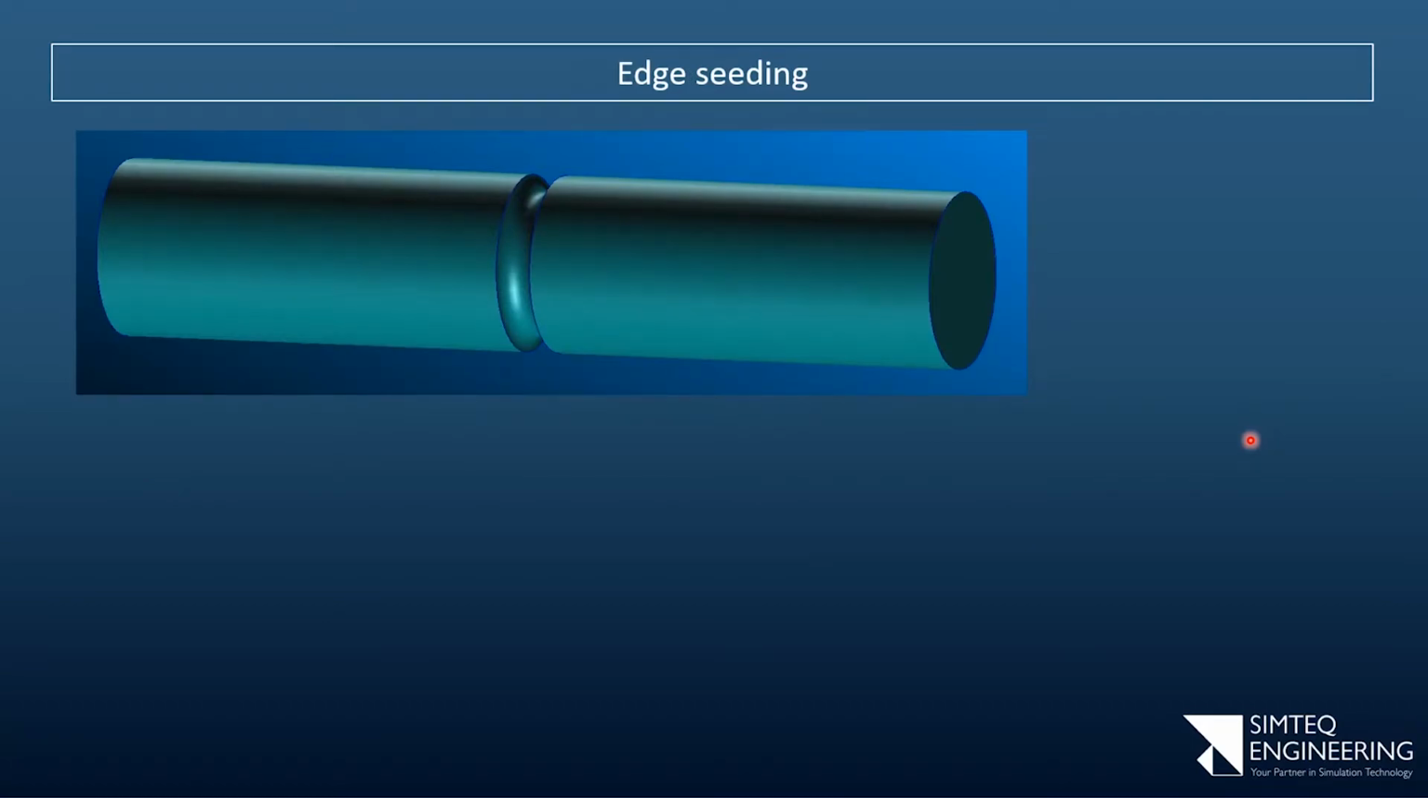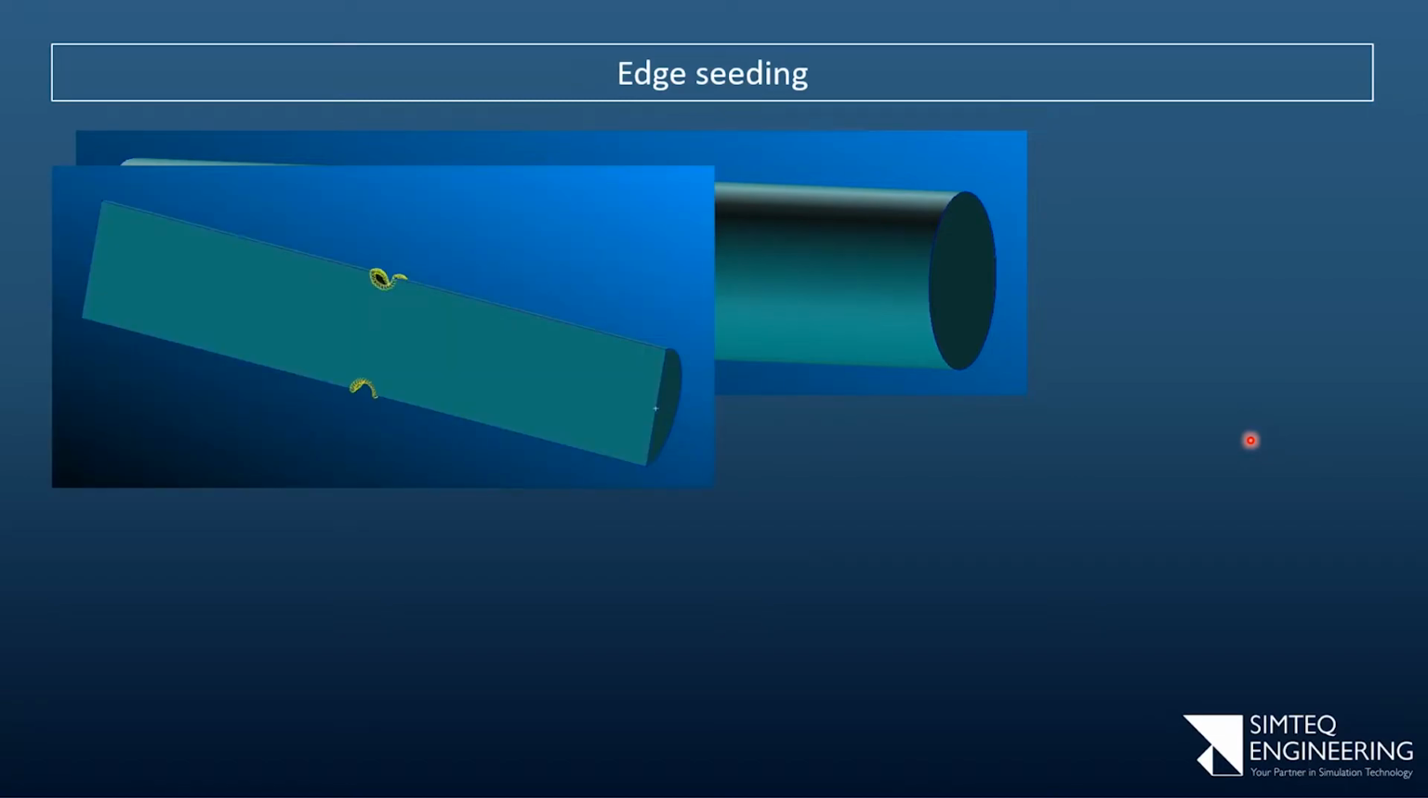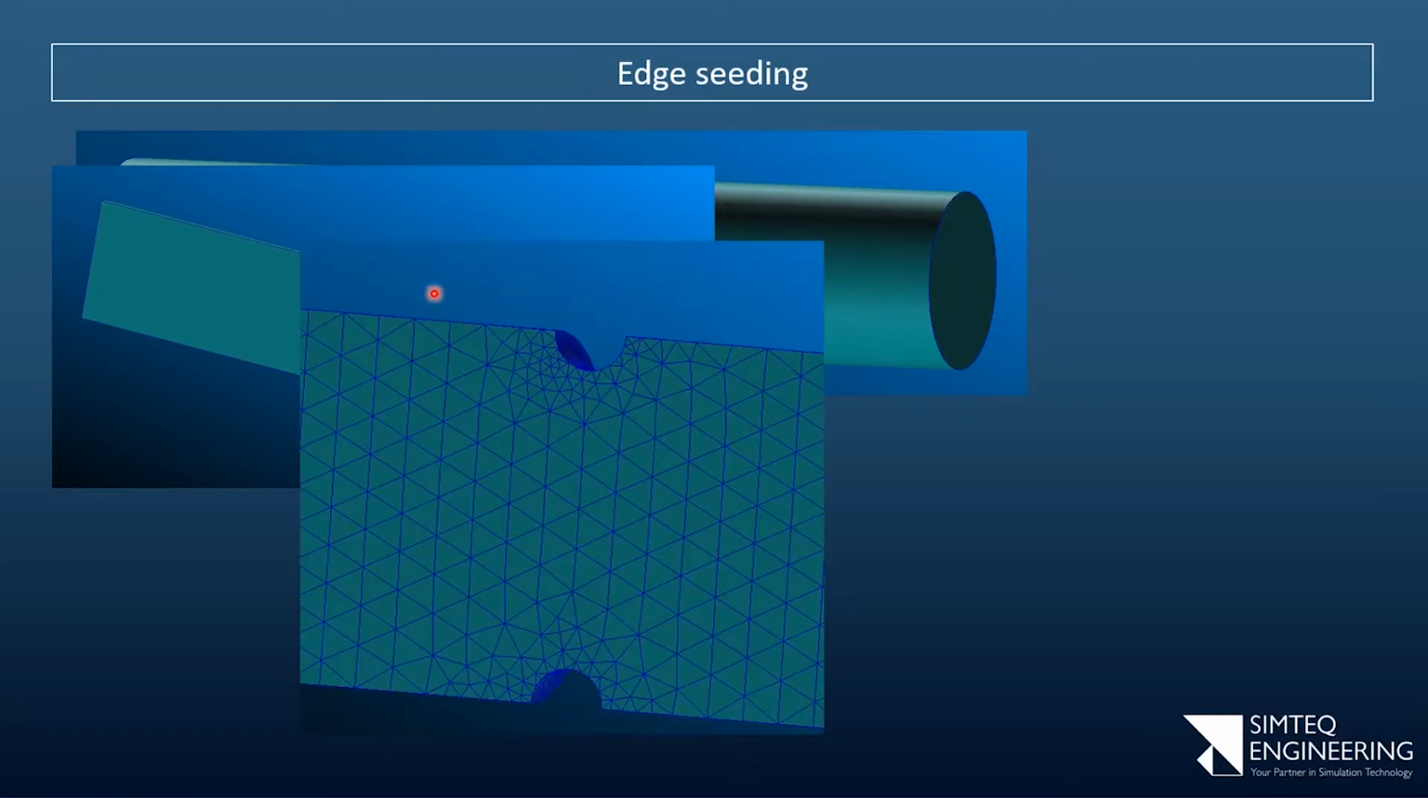Shaft with a torus kind of a cutout, so a radius cutout. I'm just splitting it in half so that it's easier to see. In this case, I've specified mesh seeds on those locations. If you mesh it from this side, it looks really nice. So it's the finer mesh as expected, and then it transitions to coarser mesh.